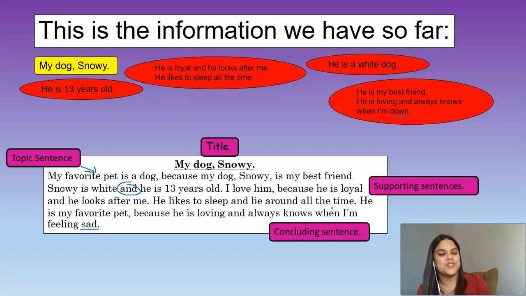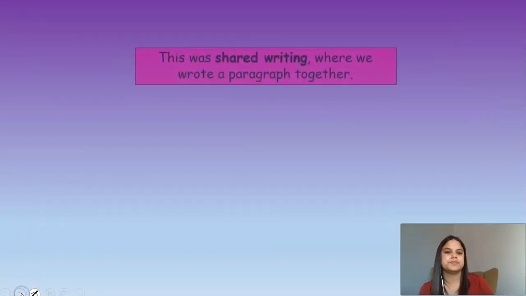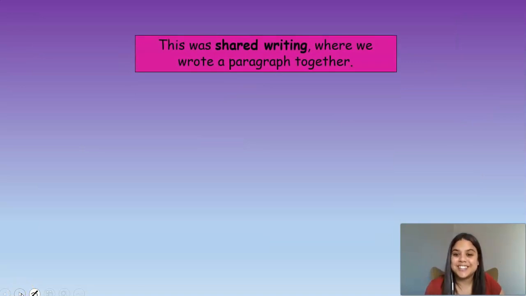One of the other parts of the instruction was that it had to be 5 sentences. So let's count them together. 1, 2, 3, 4, 5. Yes, we have 5 sentences. So we've covered the instructions of the topic. This was shared writing where we wrote a paragraph together.